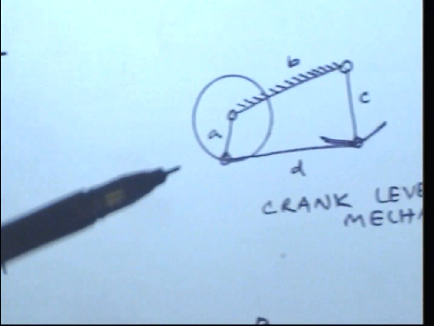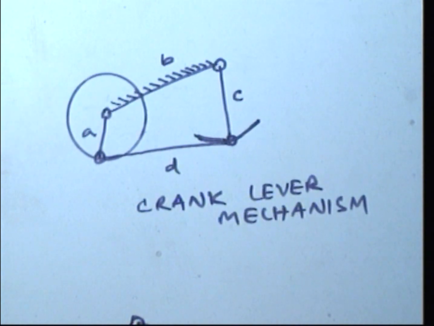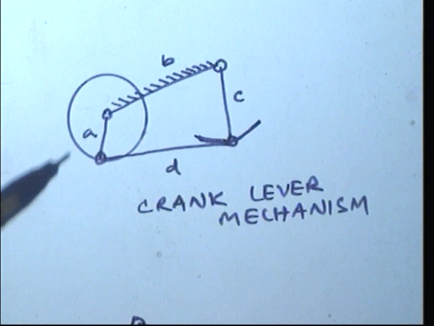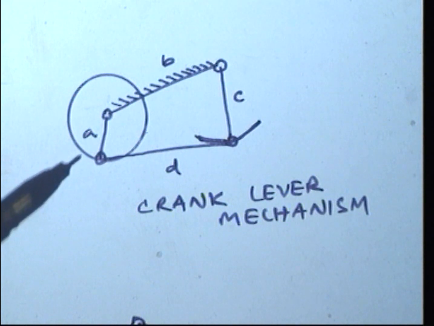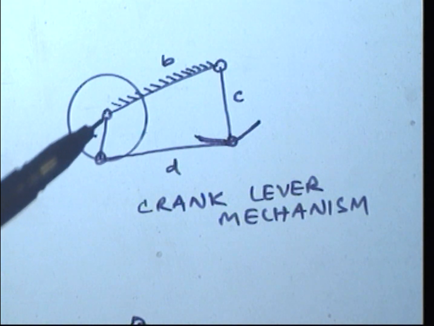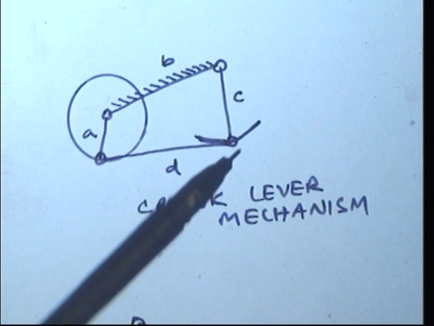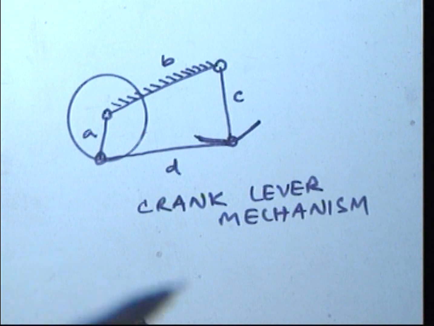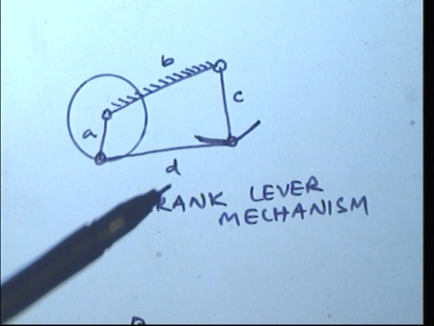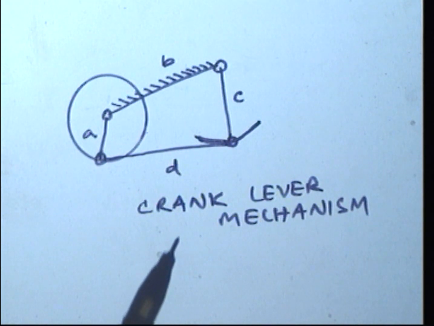In this figure, the coupler is fixed, which is B, and link A is now having a rotational motion about this pivot, and also link C is having oscillatory motion, and link D acts as a linkage between link A and C and transforms this motion. This is also called a crank lever mechanism.